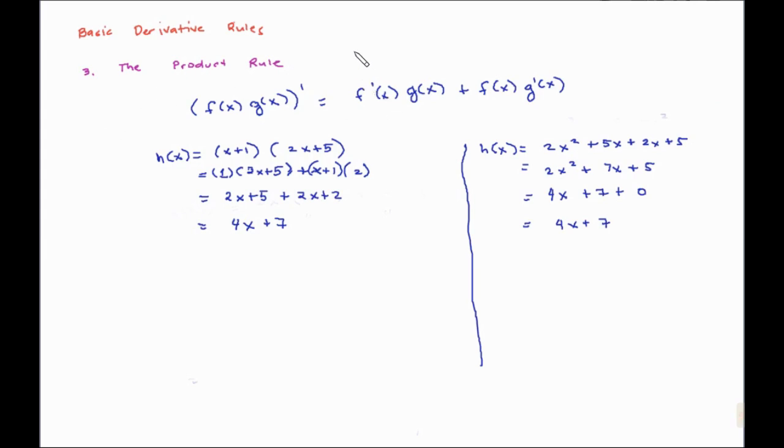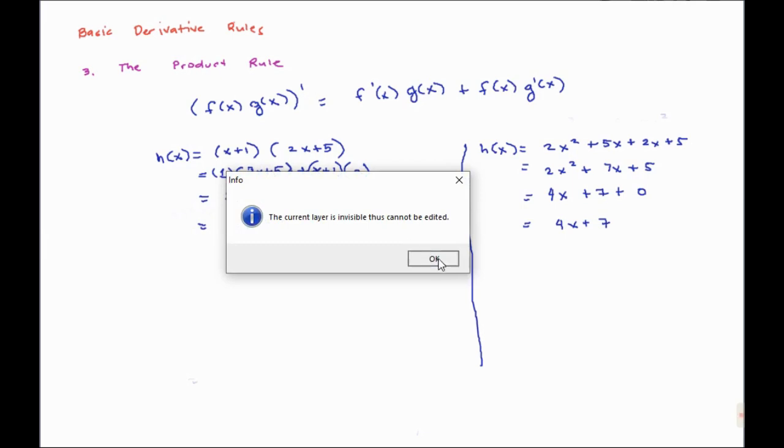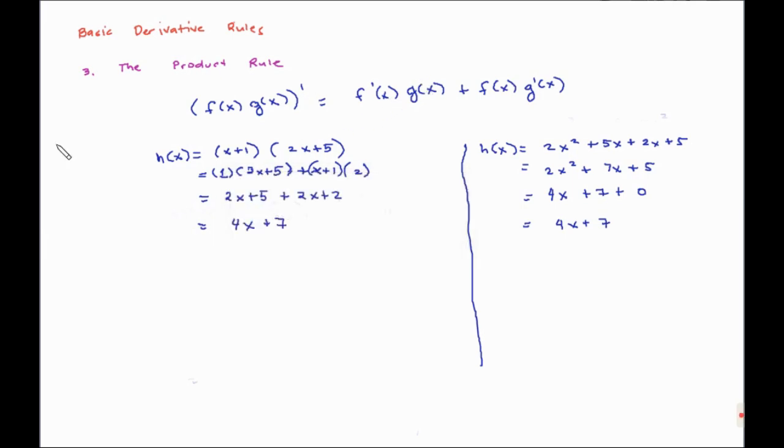On some books, you will see that instead of using f prime of x times g of x as your first term, you will have f of x times g prime of x as your first term, and your second term will be g of x times f prime of x. Minsan naman, f of x times g prime of x plus f prime of x times g of x.